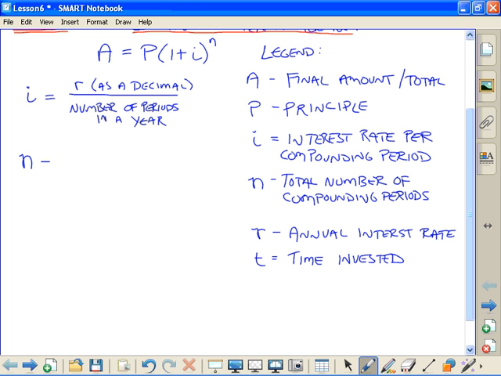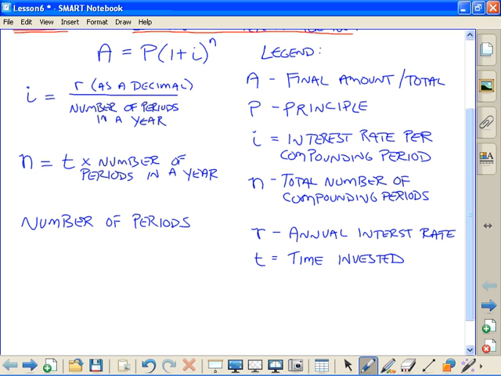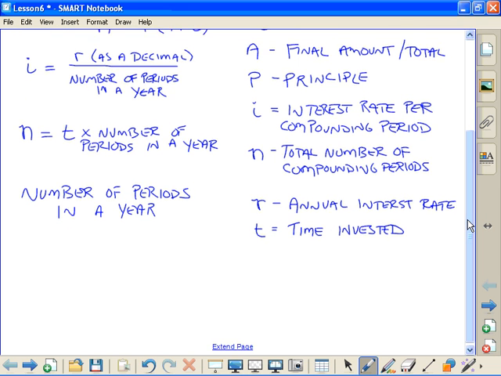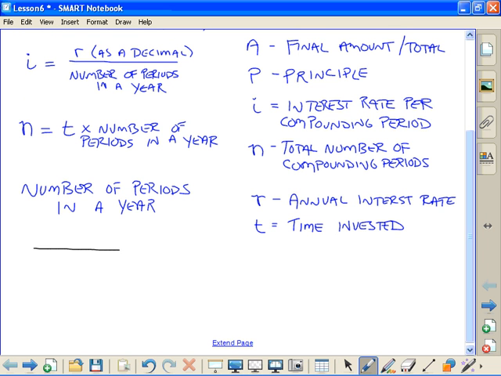N is equal to small t, how much time, multiplied by the number of periods in a year. So all that information is very important. Now, number of periods in a year, let's talk about that. So just a small chart here. Number of periods in a year. So, make ourselves a bit of a T-chart here. Term, and the number associated with that.